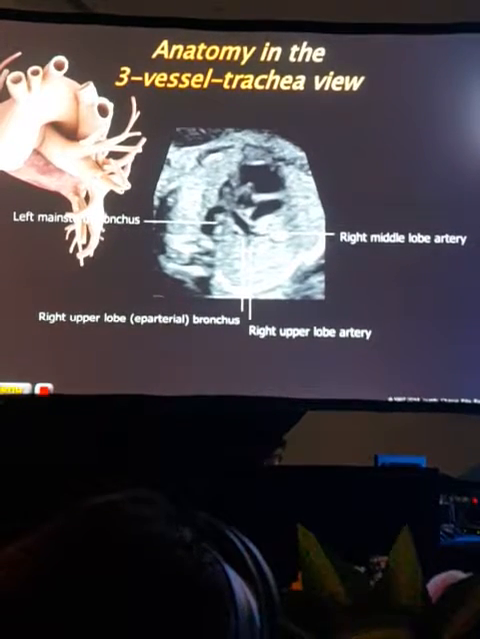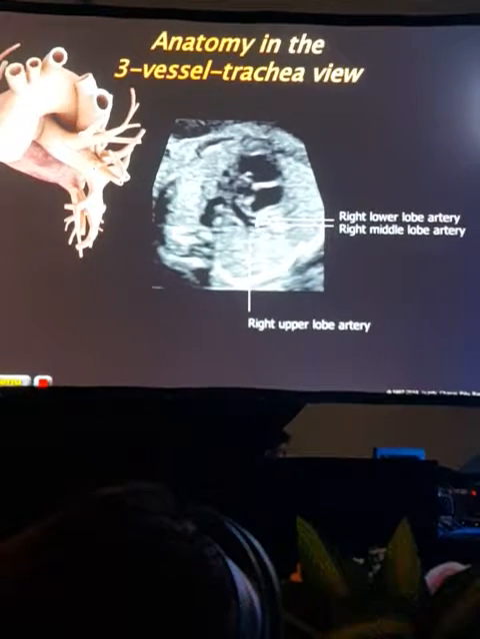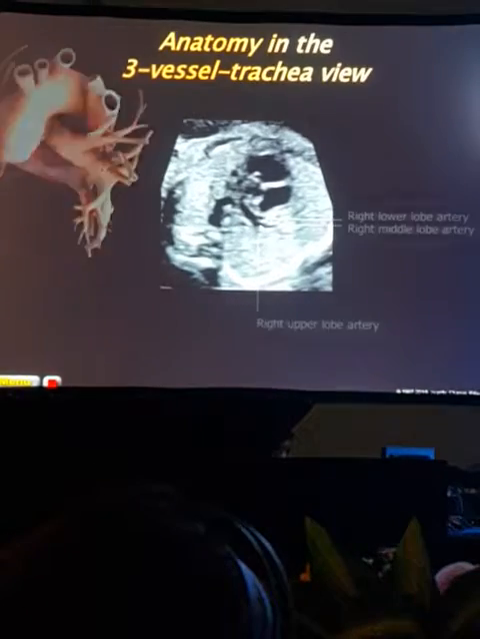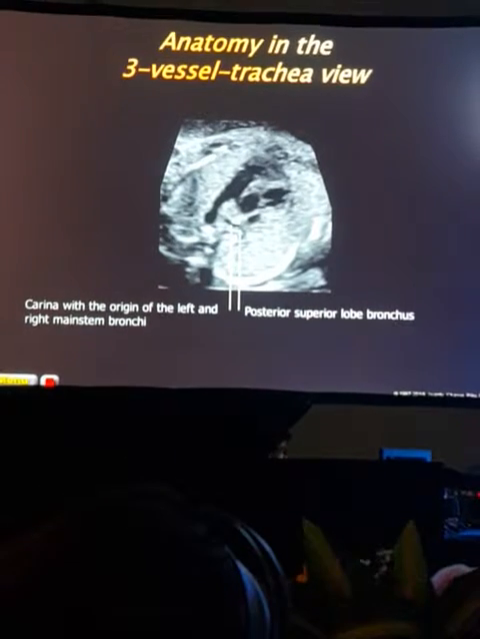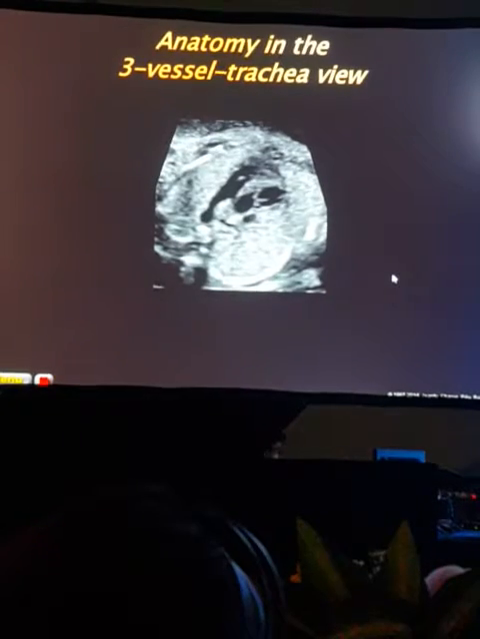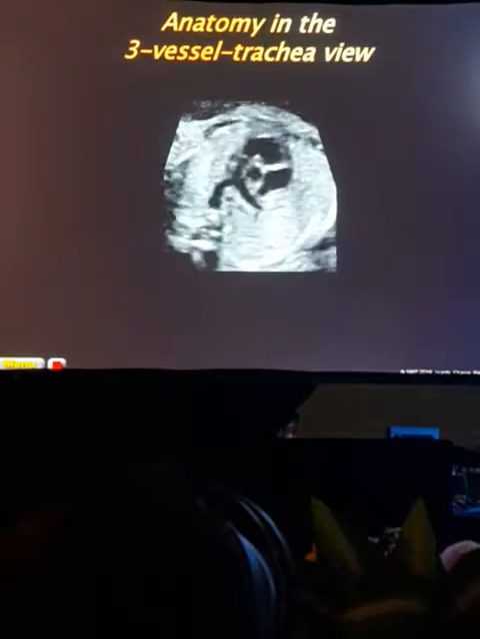And if you follow the main pulmonary, the right pulmonary, you can see the right upper lobe here, you can see the right middle lobe, and here, you can see the right lower lobe. So all three are the branches of the right pulmonary. And here you see the carina between the left and the right main stem bronchus. This is a normal finding, so pay attention to that. You can see the two main stem bronchi at this level.